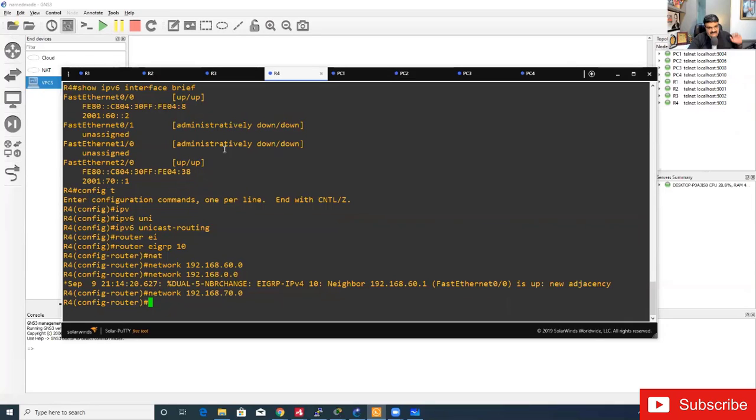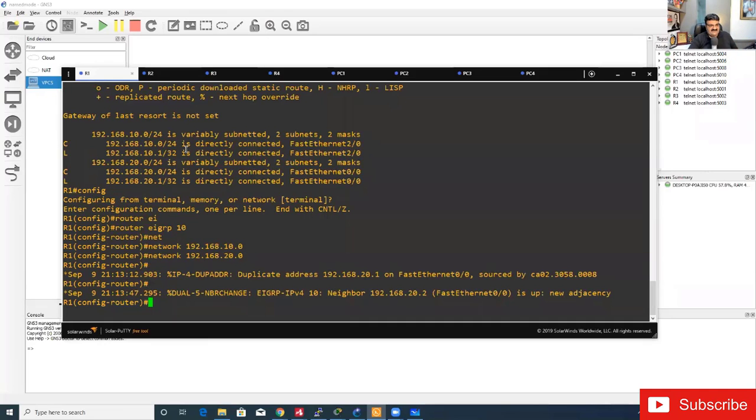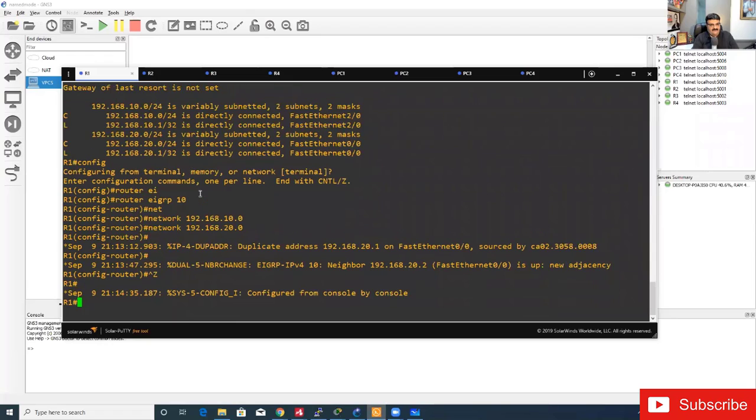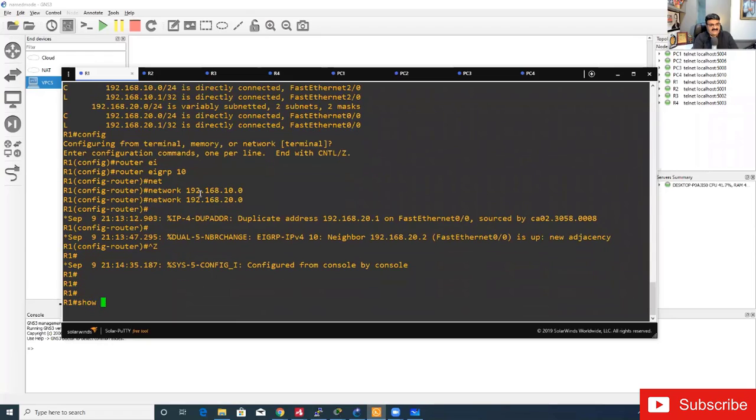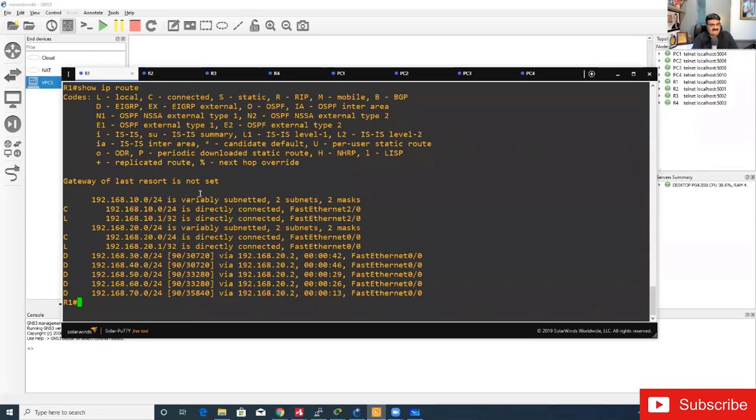I want to explain to you the advantage of named mode, and I want to finish named mode today. That's why I'm going to configure this IP version 4, right? So now I'm in R1 and I want to verify the routing table. I'm getting 192.168.70. You have this cost calculation, everything seems okay, right?